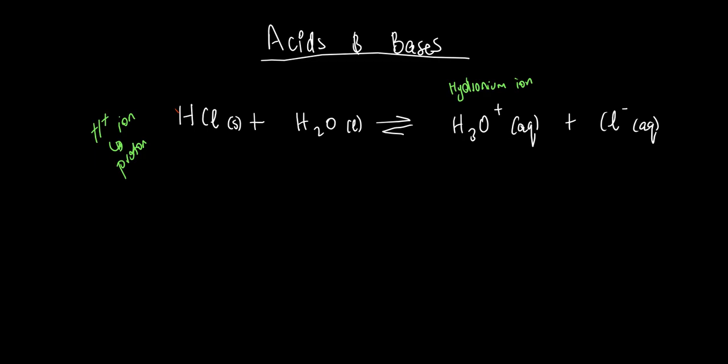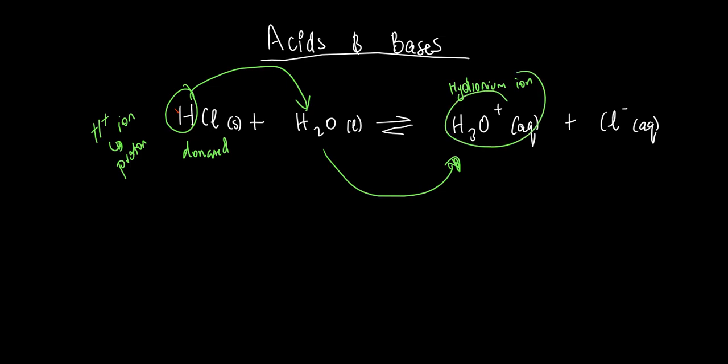So it donated this H to water, such that now we had H3O plus, because we had H2O, but now we have H3O, which tells us, where did the other H come from? It came from HCl. So HCl donated, and by donating, that qualifies it to be called an acid. So an acid is anything that donates an H proton or anything that produces H3O plus in water. That's how we define it.